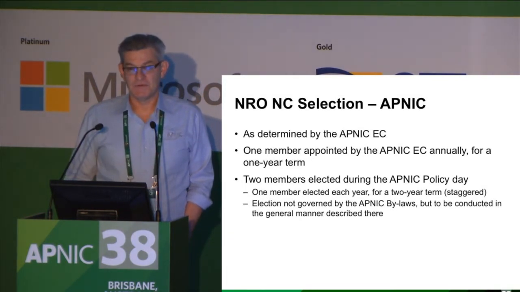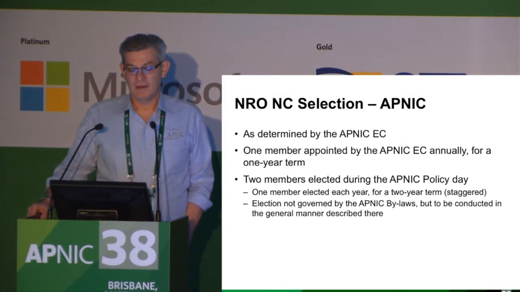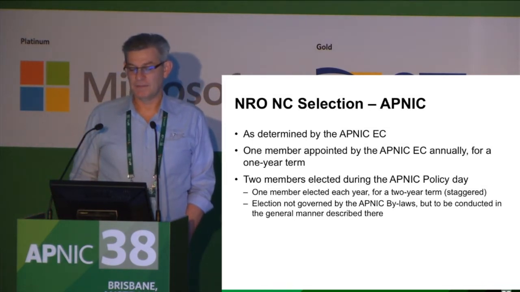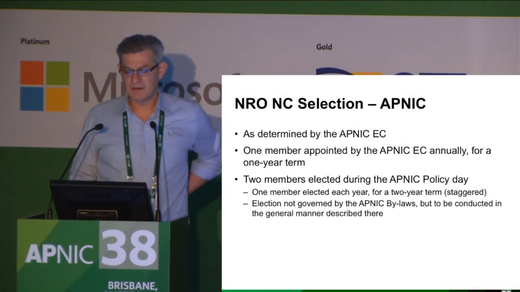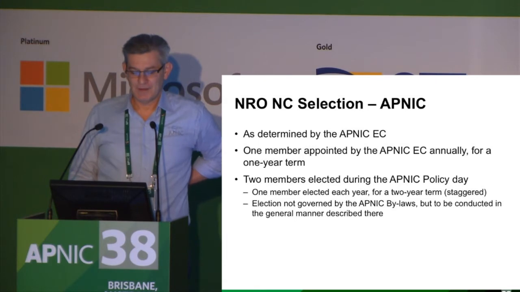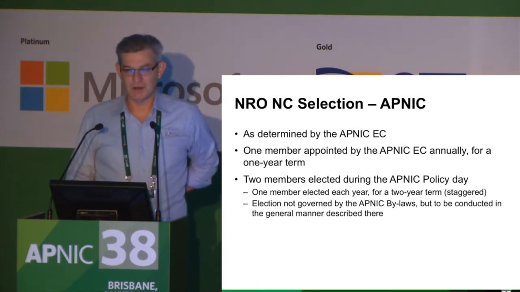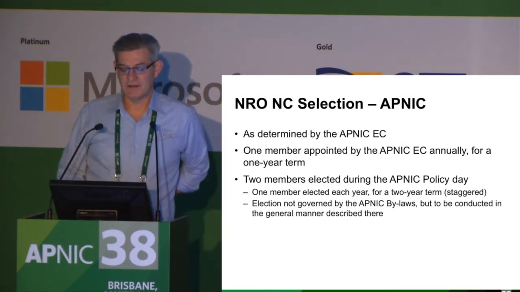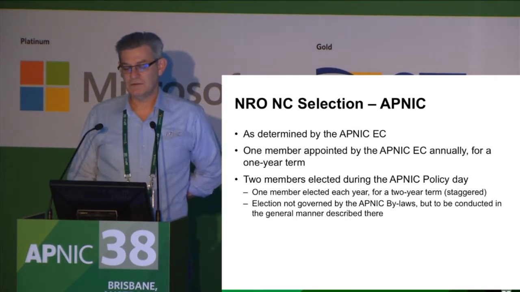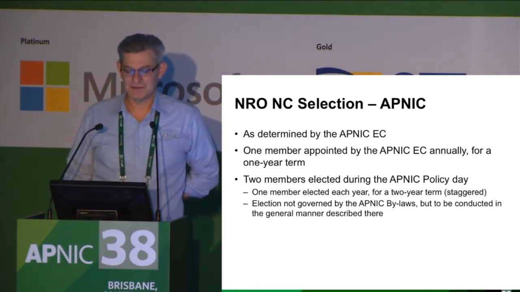So our selection procedure for the community, the 2 community seats are determined by the APNIC EC, and as I said, 1 member appointed annually for a 1-year term. So the 2 members that are elected, they're elected today. 1 member elected each year for a 2-year term so that they're staggered. Now, the election procedures are not governed by the APNIC bylaws, but for continuity, we conduct them in a manner described there.